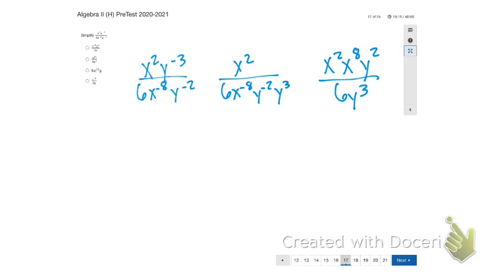Then from this point, I can follow my other exponent rules. When you multiply bases, you add the exponents. So I would add those two exponents together. That gives me x to the 10th.